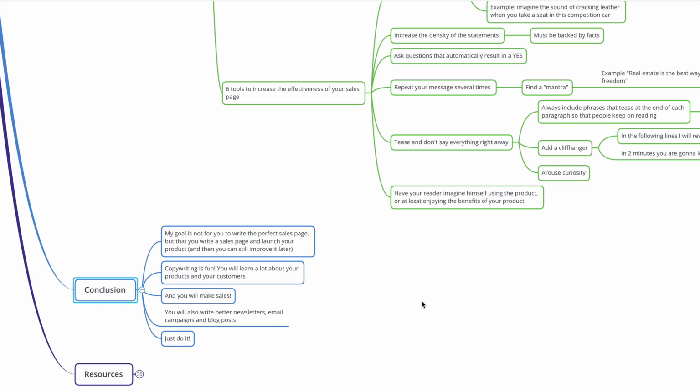You're going to be able to improve. You're going to be able to launch again. You're going to learn. You're going to win some experience. You're going to get better at it, and you're going to be better for your next launch. So that's really how you should approach this. I can tell you that copywriting is fun. It is hard, but you learn a lot about your products and your customers. And of course, you're making sales, so it's great. It's not easy, but it's really worth it. You will also write better newsletters, email campaigns, blog posts. So just do it, just get it done.